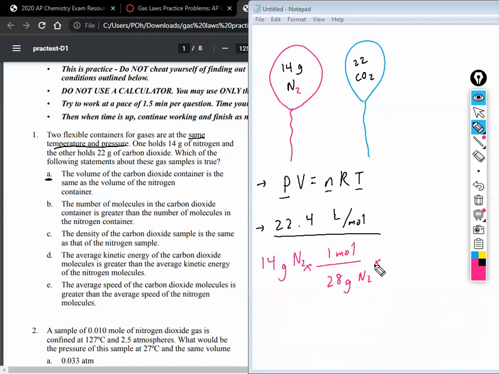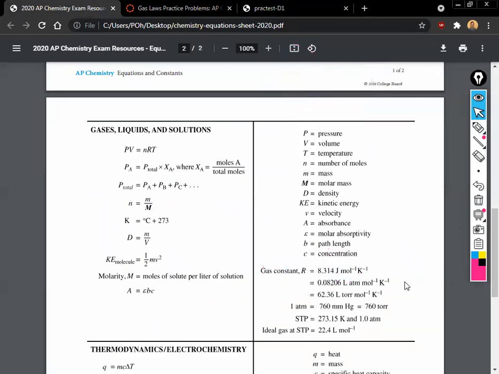Okay, and then we can turn the 1 mole into liters with the conversion right here, 22.4 liters. Yeah, the 22.4 liters per mole, if you take a look at the equation sheet, it should be at the bottom right of the gases, liquids, and solutions portion. This one's a little bit different than yours, but you should have 22.4.